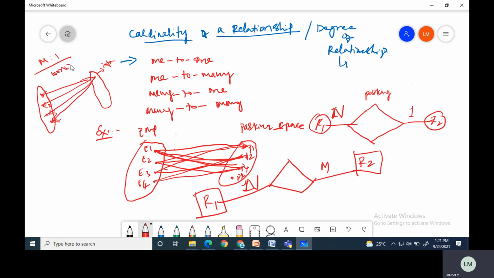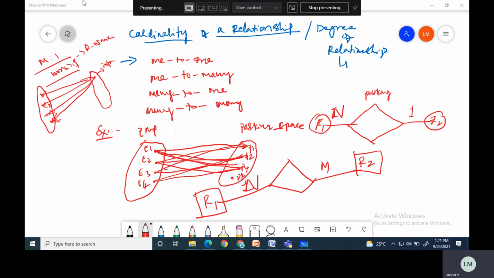Working is another relationship name. We have a relationship, right? So that relationship name can be written. And here the cardinality ratio in your ER diagrams can be mentioned like this: M is to 1. Here we have employees, and here we have a company, and working. Many are working in a single company.